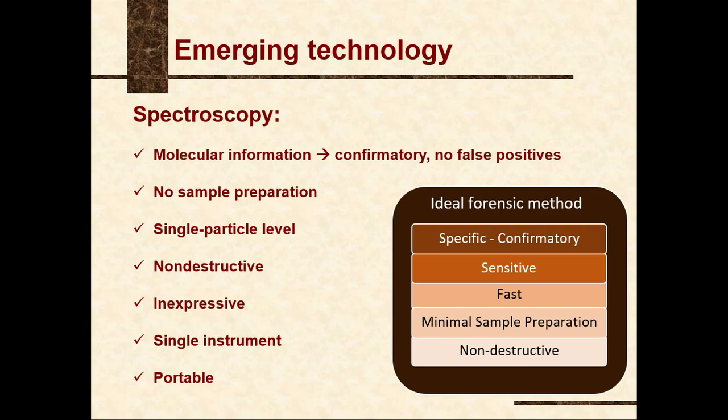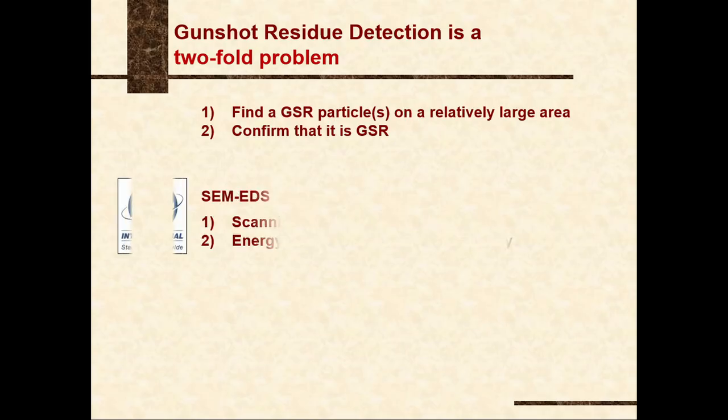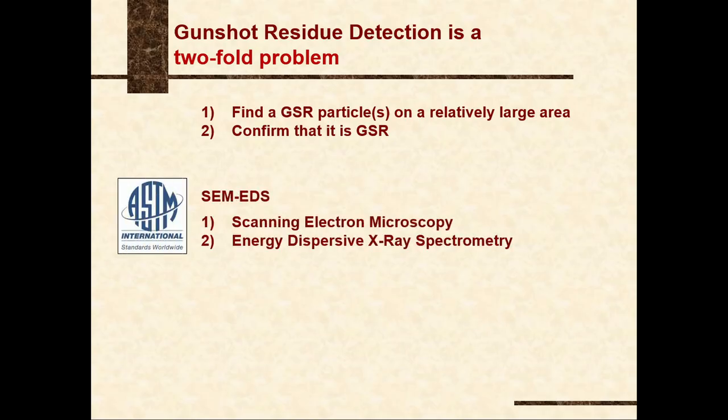We are working on the single particle level. The method is non-destructive, inexpensive, and uses a single instrument. I will talk about this criterion of single instrument a little more later. And potentially the instrument may be portable. Let me emphasize that gunshot residue detection is a twofold problem. First of all, we need to find a gunshot residue particle on a relatively large area, on a relatively large surface, right? And then we need to confirm that the particle which is found is gunshot residue. And the current method, SEM/EDS, is a two-step method. Scanning electron microscopy is used to find particles, and energy dispersive X-ray spectrometry to confirm that it's an inorganic gunshot residue particle.